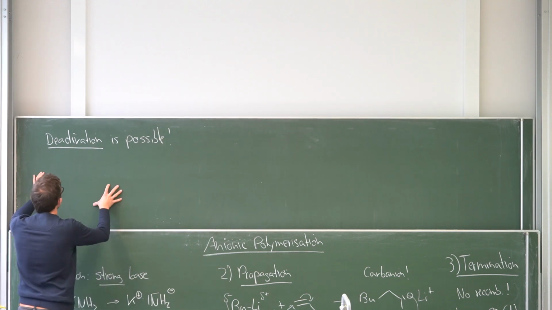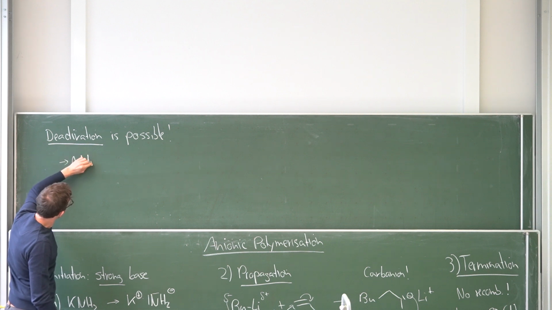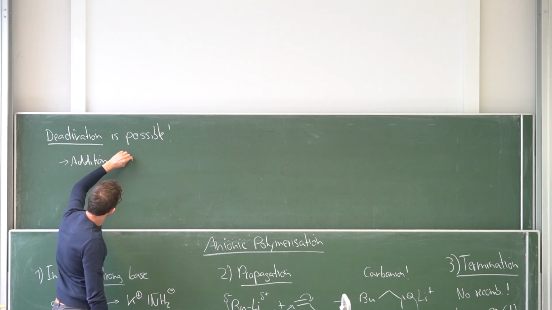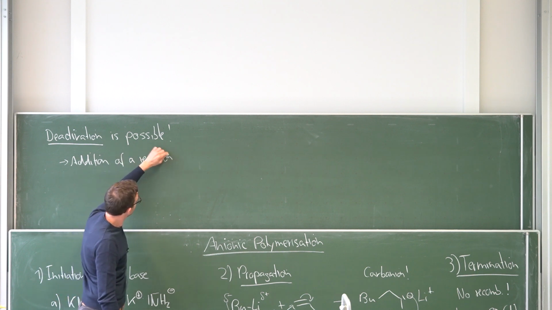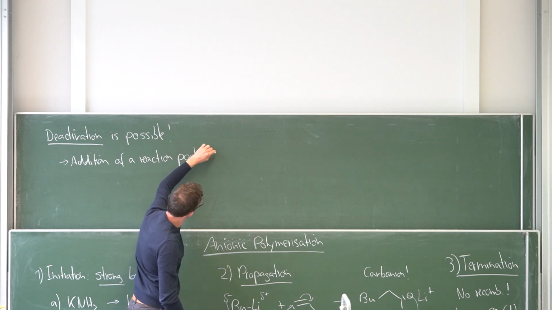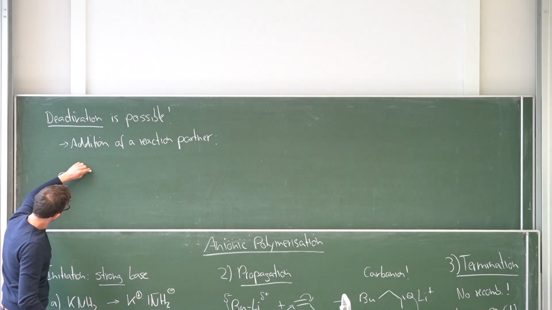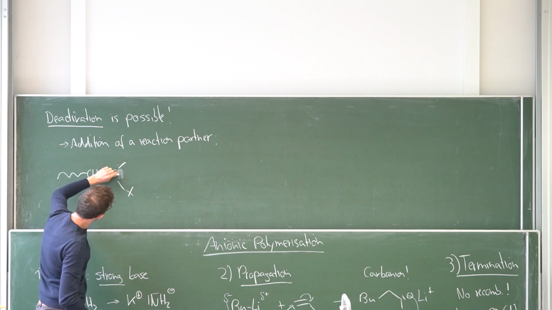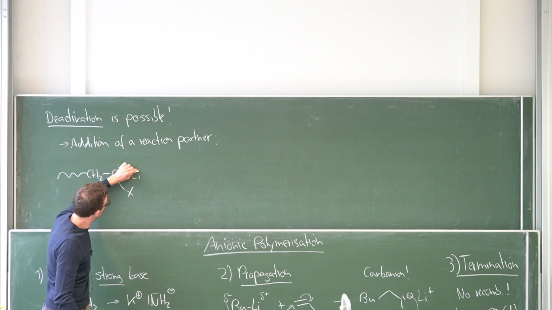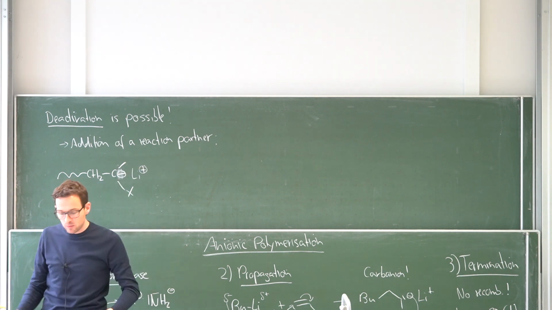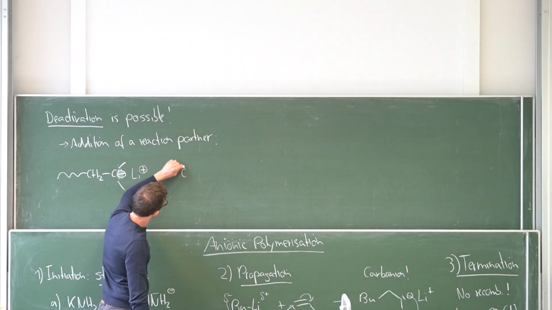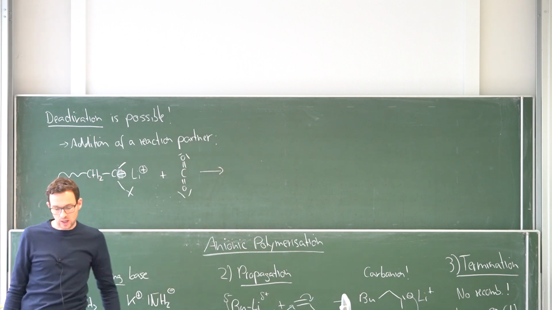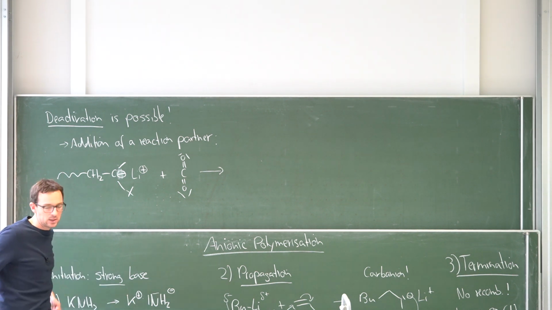And I will give you one example. Very generally, if we want to deactivate, we add a reaction partner. So as an example, we have our polymer and our counter ion here. And now we purposefully add carbon dioxide to the reaction mixture. Now take a second and think about it for yourself, what will happen in this scenario.